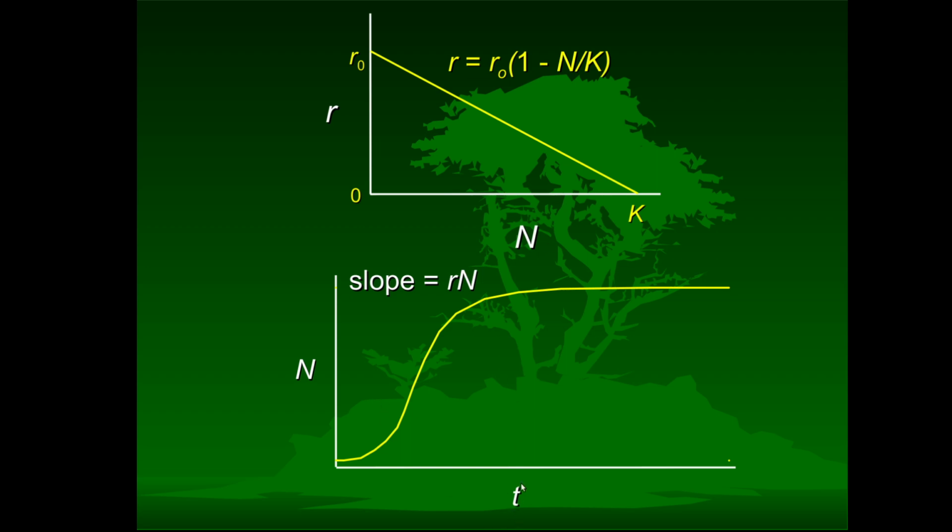Now we have x on the t-axis here. But as n in this graph increases, little r gets closer and closer to 0 as n approaches k. So as n approaches k, little r gets closer and closer to 0, so r times n gets closer and closer to 0. So the slope becomes eventually 0. So that means n has reached a point where the rate of growth is 0.